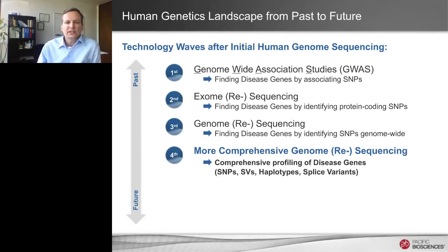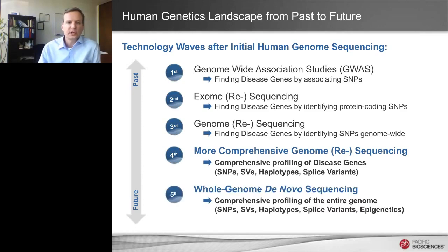So in that context, I want to present to you today some of the research from our users that demonstrate that we believe there will be something else after the $1,000 genome, and looking at just the SNPs is not enough. So the fourth wave, we believe, will consist of more comprehensive genome resequencing to comprehensively profile the disease genes with regard to all the different types of variation, not just SNPs, but also structural variation, phasing the haplotypes, looking at the splice variants of the gene products.